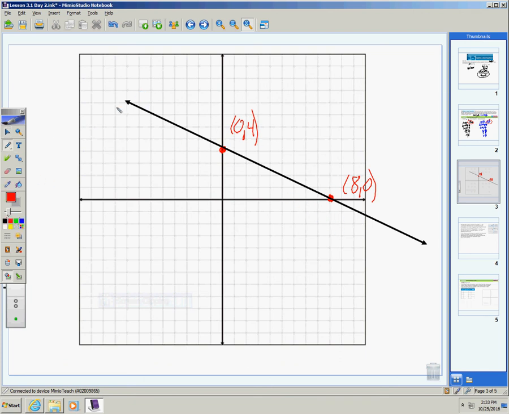And this may not be your favorite form of graphing, but this is a technique to use, and if you really like finding the intercepts to make your line, this is definitely a strategy that you can use to do that.